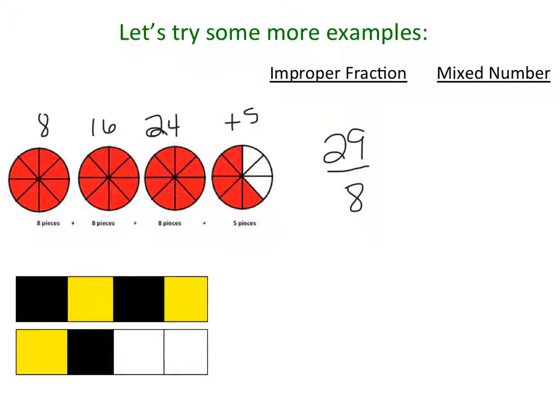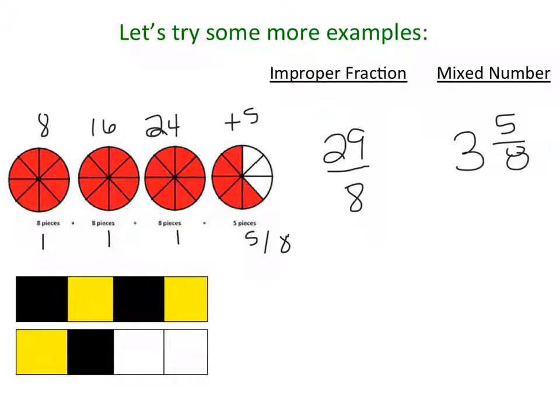What about the same diagram as a mixed number? Well, we can see we have 1, 2, 3 wholes, and then 5 out of 8 in our last circle. So our mixed number for this diagram is 3 and 5/8. Let's do the same thing for our rectangles.